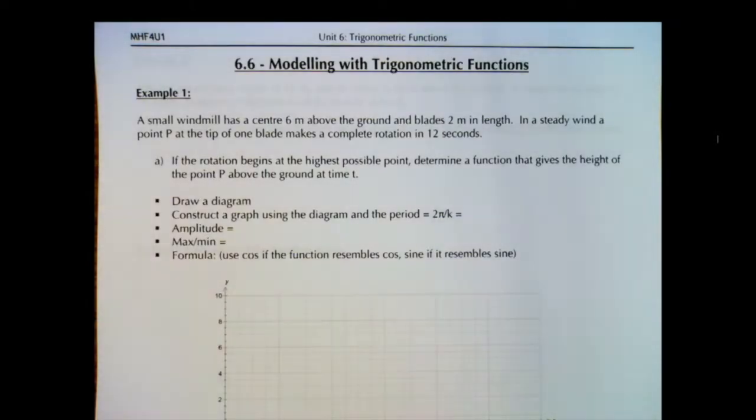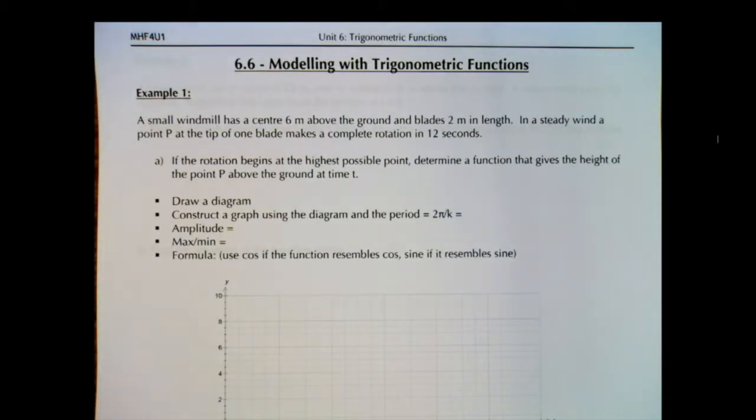Okay, this is lesson 6.6, modeling with trig functions. So let's look at a couple examples. A small windmill has a center 6 meters above the ground and blades that are 2 meters in length. In a steady wind, point P at the tip of one blade makes a complete rotation in 12 seconds.